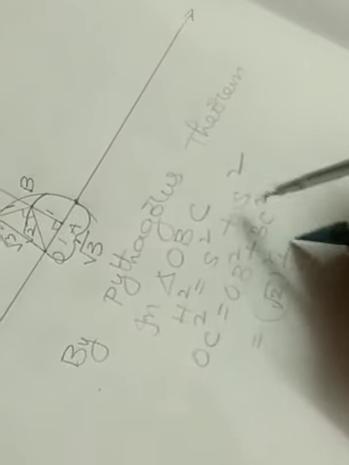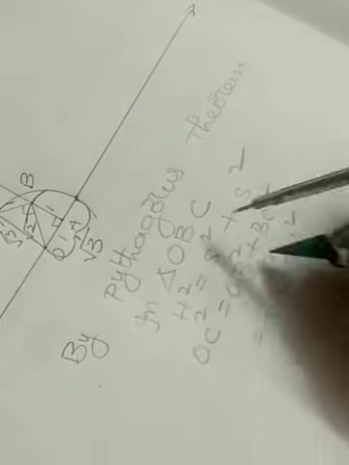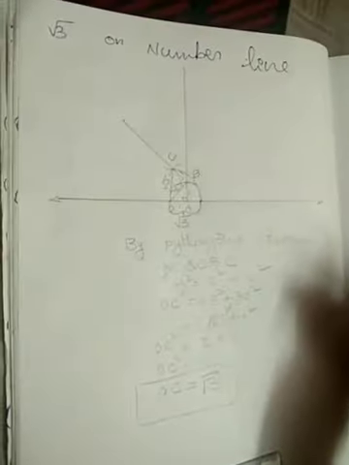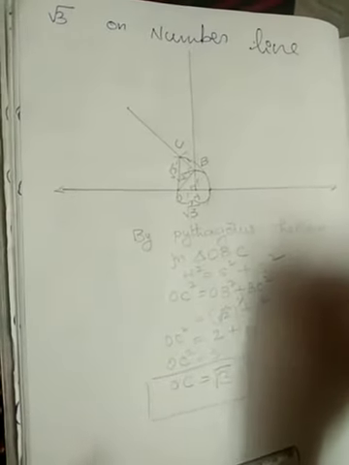OB square means root 2 whole square plus BC square means 1 square. Square and square root cancel. So 2 plus 1. OC square is equal to 2 plus 1, which is 3. So OC is equal to root 3. So this is our proof.